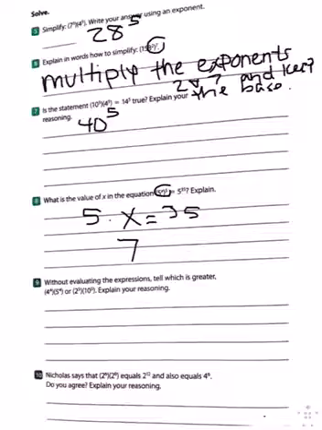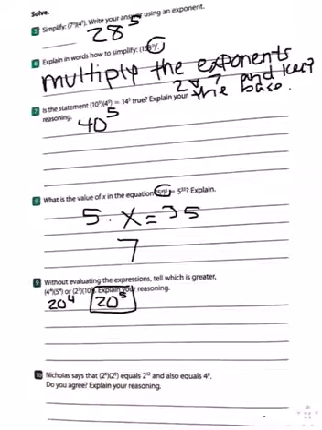For number 9, it says, without evaluating the expressions, tell which is greater, 4 to the 4th times 5 to the 4th, or 2 to the 5th times 10 to the 5th, and explain your reasoning. If we solve this problem without evaluating it completely, we can multiply the base numbers because they have the same exponent. 4 times 5 is 20, so we get 20 to the 4th. And then for the other problem, 2 to the 5th and 10 to the 5th, we again multiply the bases to get 20 to the 5th. Now, they do have the same base, but they have different exponents, and so the answer, 20 to the 5th, is greater because it has the greater exponent. Again, I'm not going to write that entire explanation, but you should write that out in your workbook.